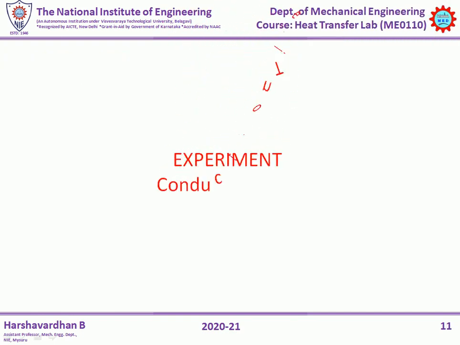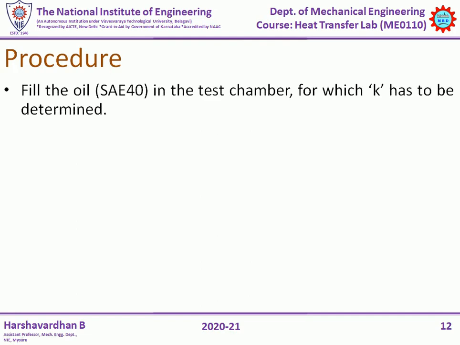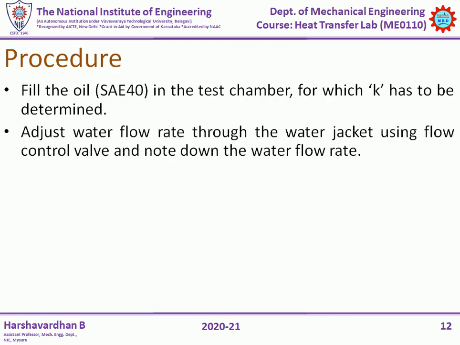Now it's time for conducting the experiment. Before we conduct the experiment, let's try to understand the procedure to be followed. Fill the oil. First we have to fill the test chamber with the oil whose thermal conductivity has to be measured. In this case, we are going to fill the test chamber, or the liquid chamber, with SAE 40 oil. Then we need to adjust the water flow rate by using the flow control valve, and also measure the mass flow rate of the water with the help of the measuring jar and the stopwatch.